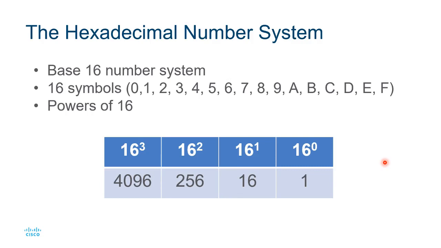Hexadecimal, or hex for short, is a base 16 number system. It uses 16 symbols, the numbers 0 to 9, as well as the letters A to F. It is based on powers of 16.